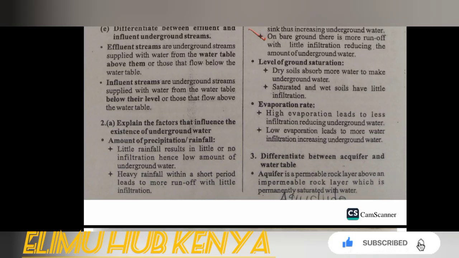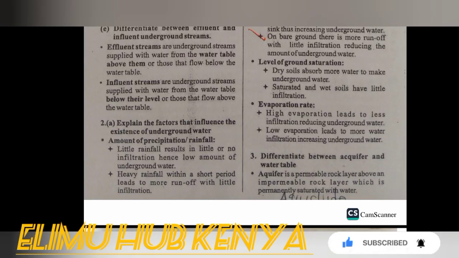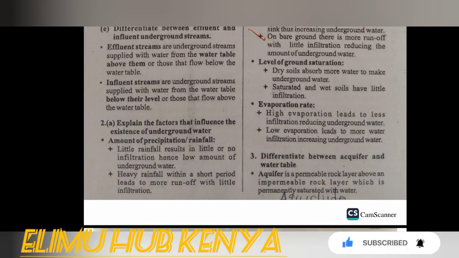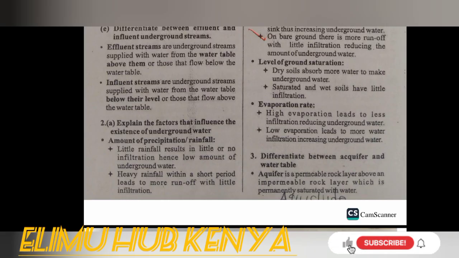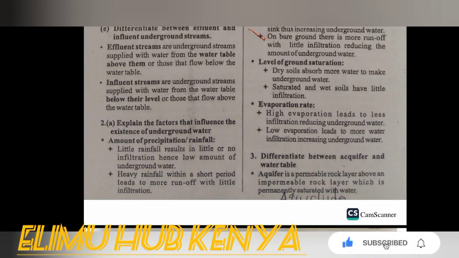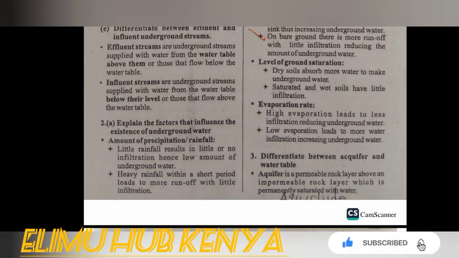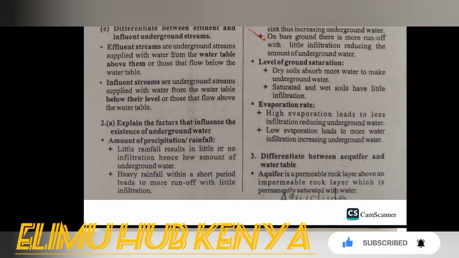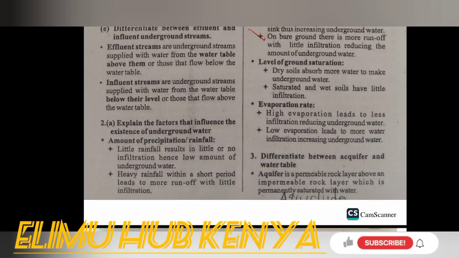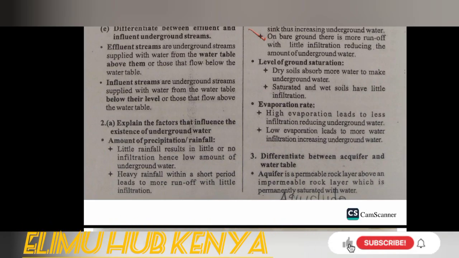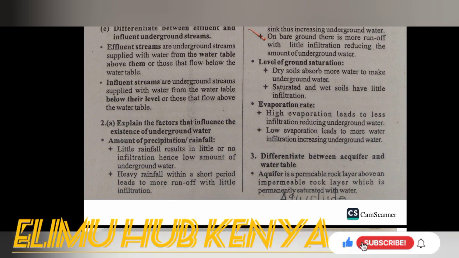Having talked about that, we now want to look at the factors, or conditions, which are necessary for the occurrence of underground water. And you might get a question like this: explain the factors that influence the existence of underground water. So simply, these are just the conditions which are necessary for the underground water to be there. Are you together?